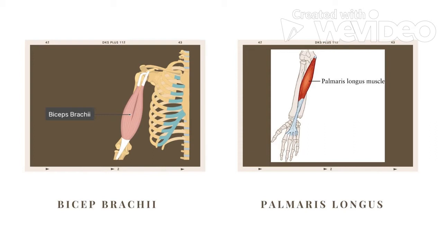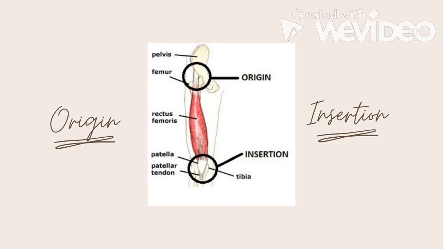So this is an example of a skeletal muscle. As you can see, it is a biceps brachii and a palmaris longus. And as you can see in the illustration, there is an origin and an insertion. A skeletal muscle has two or more attachments. The origin is the attachment site that does not move during contractions. It is the immovable fixed end of a muscle that is connected to the bone, while the insertion is the attachment site that moves when the muscle contracts.